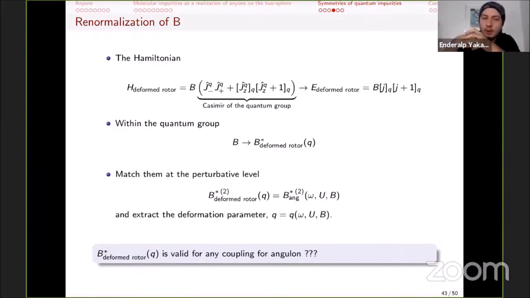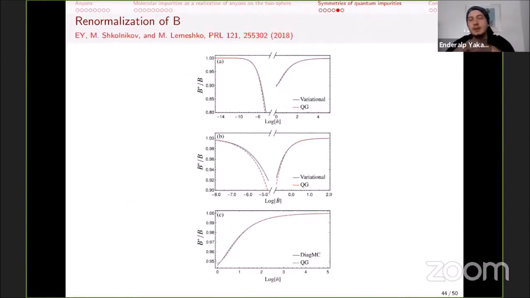Now the question is the following. Is this exact or full expression for the normalized rotation constant valid beyond the perturbative regime? So let us check it. This is the result. The y-axis is the normalization of the rotation constant, and the x-axis is the density of your bath, or the logarithm of the density.